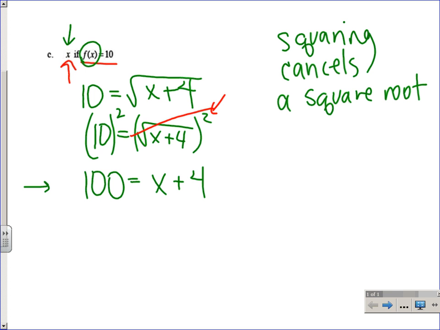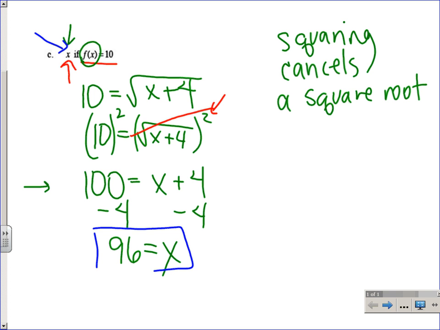So I want to get x alone. It's x plus 4. Let's subtract 4. Subtract 4. I'm keeping my equations balanced by doing it on both sides. 96 equals x. It asks me to solve for x. Remember, I have 3 arrows now pointing to x. Do I have x alone? Yes. 96 equals x is my solution.